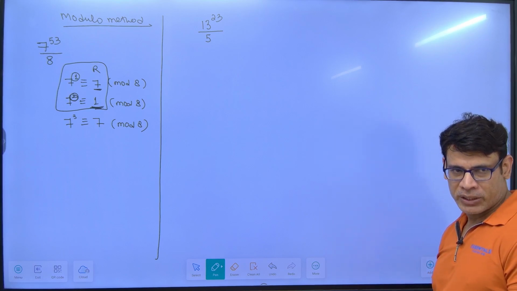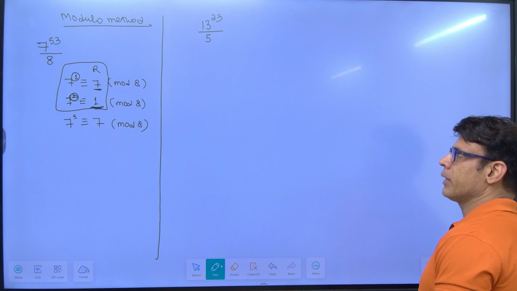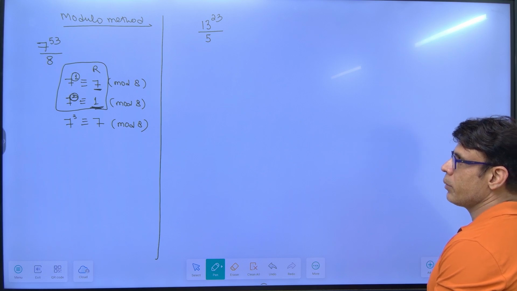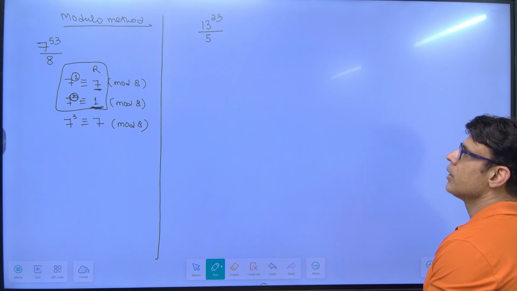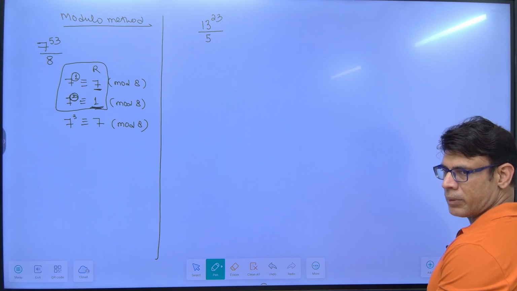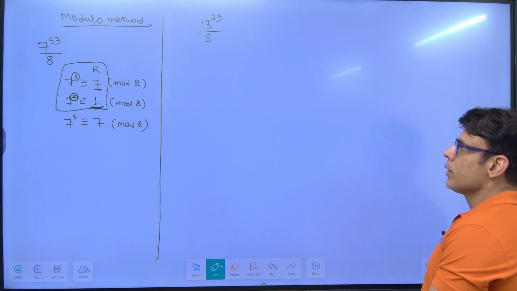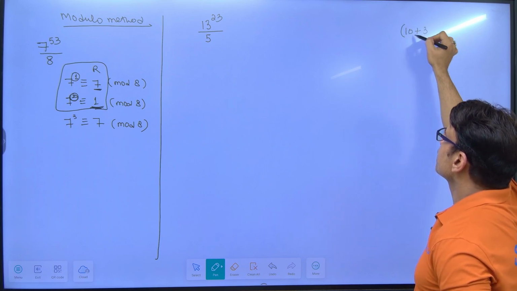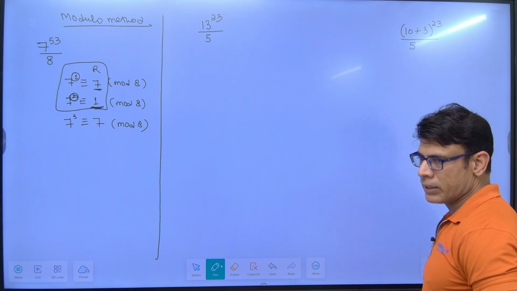First, I'll take the binomial expansion method. First of all, you have to break 13 into two parts such that one part should be a multiple of 5. So you can either write 13 as 15 minus 2 or 10 plus 3. Choice is yours. Both are fine, right? Suppose we break this as 10 plus 3, the whole raised to 23, divided by 5. We can write it like this, right?